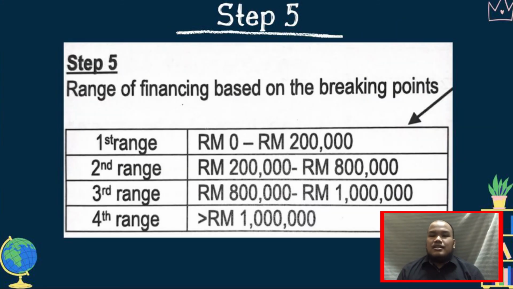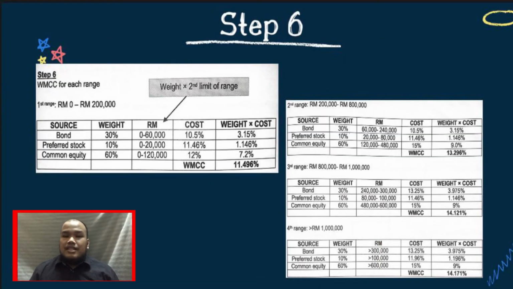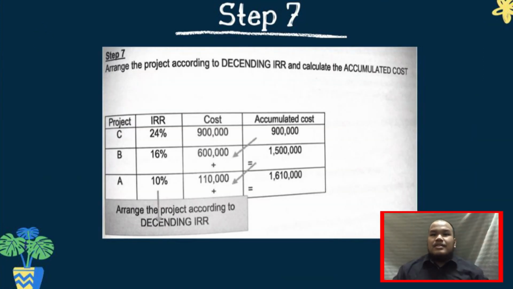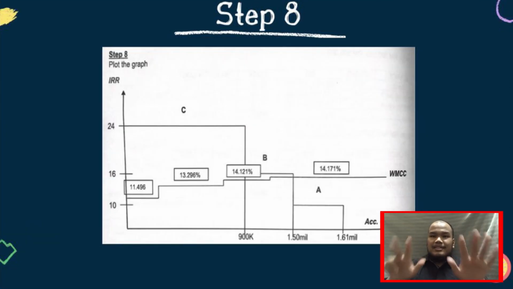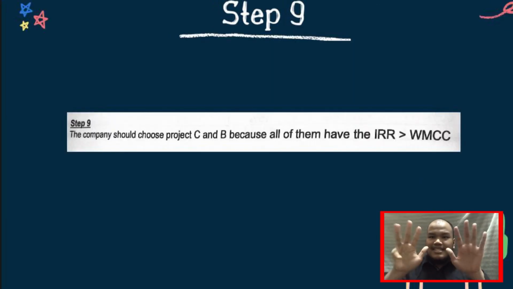Step 5. Determine the range of financing based on breaking point in ascending order. Step 6. Find the WMCC for each range of financing. Step 7. Arrange the projects according to descending IRR and calculate the accumulated cost. Step 8. Plot a graph. The last step, step 9. Choose the projects in which IRR is over WMCC.